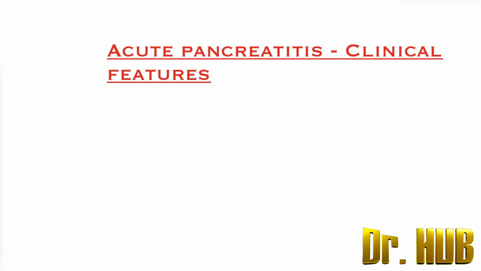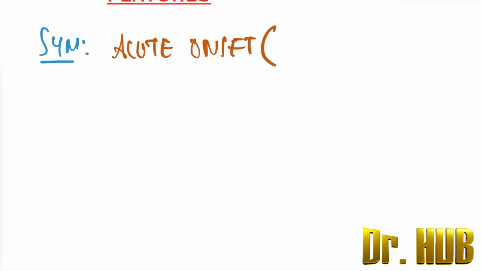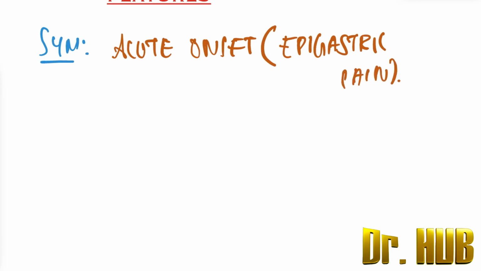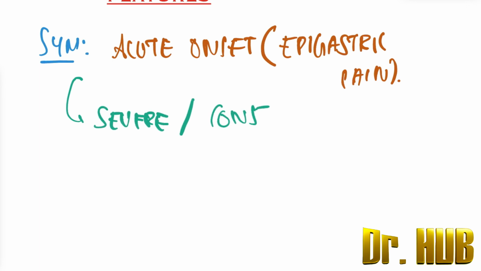Acute pancreatitis, and we're looking at the clinical features. In terms of acute pancreatitis clinical features, first we look at the symptoms. Under symptoms, it is the acute onset of epigastric pain. And it can be severe, constant and refractory.